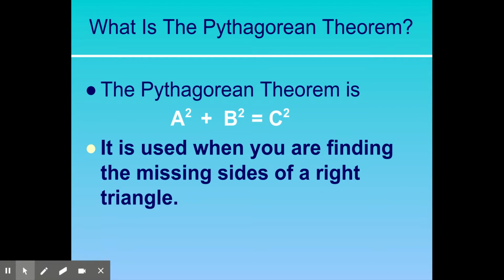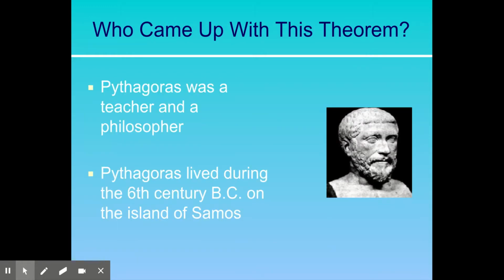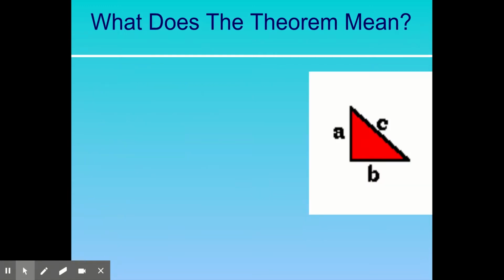So back to this at hand. It is used when you are finding the missing sides of a right triangle. Please note, right triangle. We're only using the Pythagorean theorem when it comes to right triangles, okay? Not any other type of triangle, but a right one. So who came up with this theorem? Pythagoras was a teacher and a philosopher. Pythagoras lived during the 6th century BC on the island of Samos.